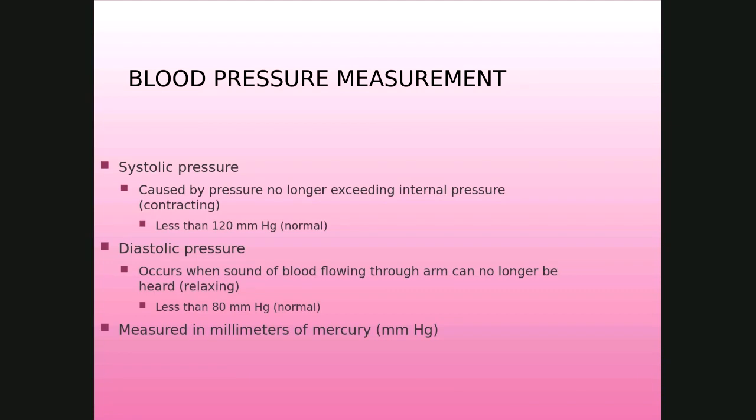Less than 80 millimeters of mercury is normal for diastolic, and with the systolic, as long as it's less than 120 millimeters of mercury, that would be considered normal. It's always written as systolic over diastolic. Less than 120 over 80 is desirable.